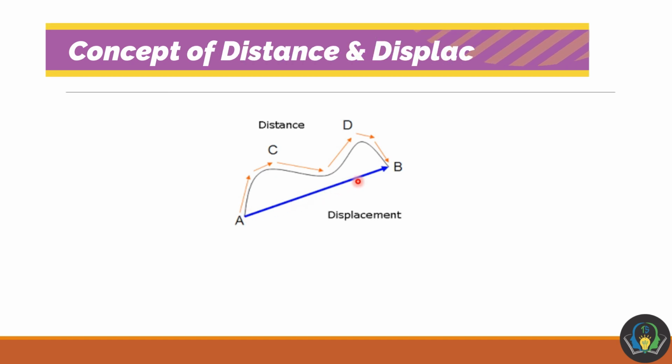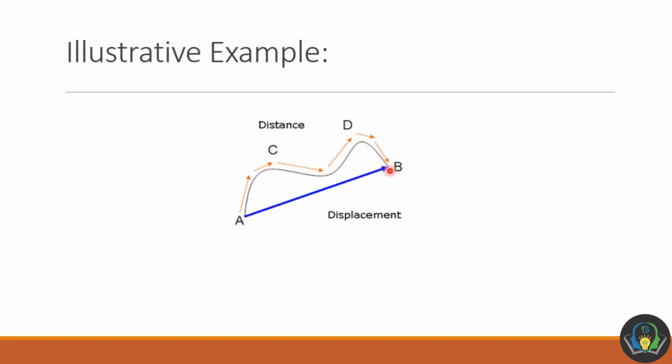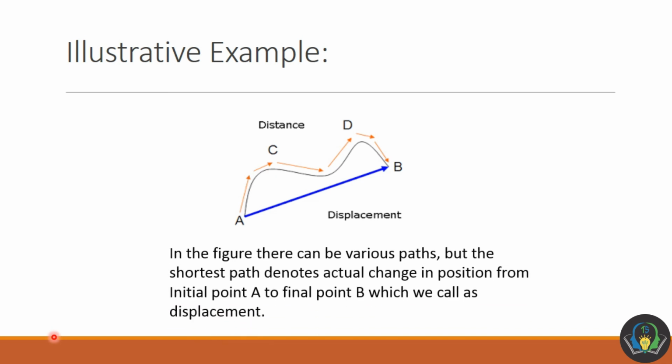So this shortest distance between A to B is referred to as displacement, and this particular path A to C, this whole path, is referred to as distance. Distance will be a scalar quantity, whereas displacement will be a vector quantity. We'll be looking at this in a while. In this figure there can be various paths, as we have discussed, but the shortest path, which is this one, denotes the actual change in position from the initial point A to the final point B, which is known as the displacement.